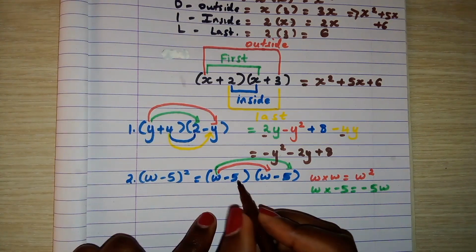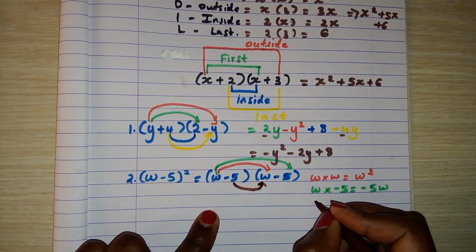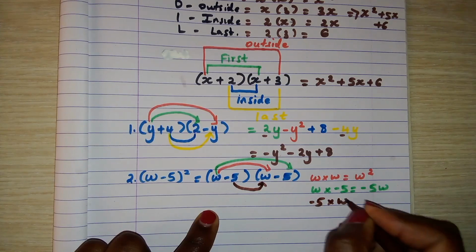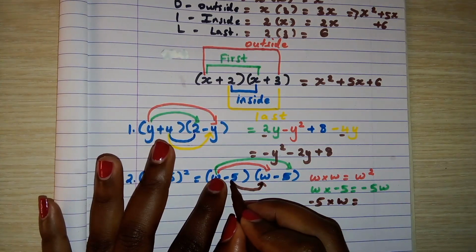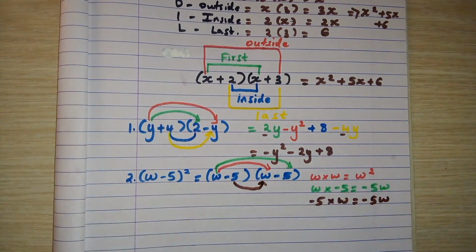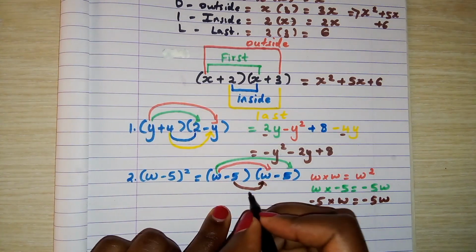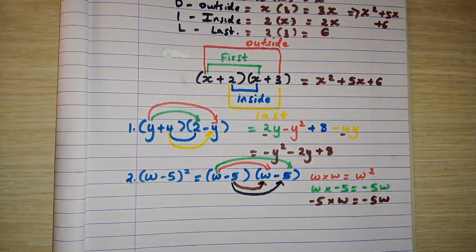Then we have inside, so we take negative 5 and w. Please ignore the chicken outside. So negative 5 times w is negative 5w. And last but not least, we have last, so negative 5 and negative 5.